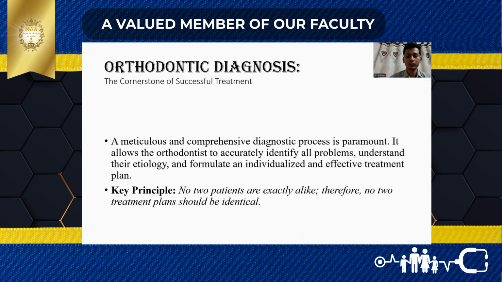Whenever you are seeing an orthodontic patient, say for example you have two or three class 1 malocclusion patients in your OPD. Now all three cases are different. All three cases are of class 1 malocclusion, but that doesn't mean that the three treatment plans will be identical. There may be class 1 malocclusion with midline diastema. There may be class 1 malocclusion with anterior crossbite. So all patients are individual, so all treatment plans should be individual.